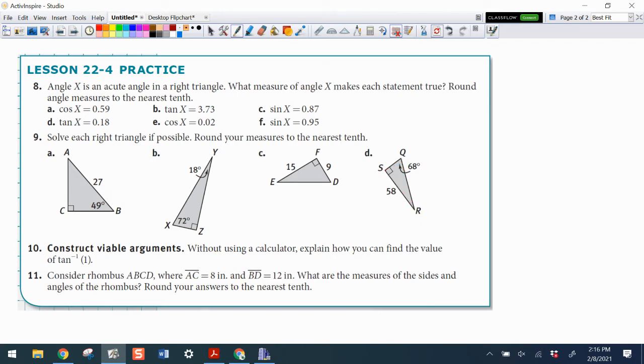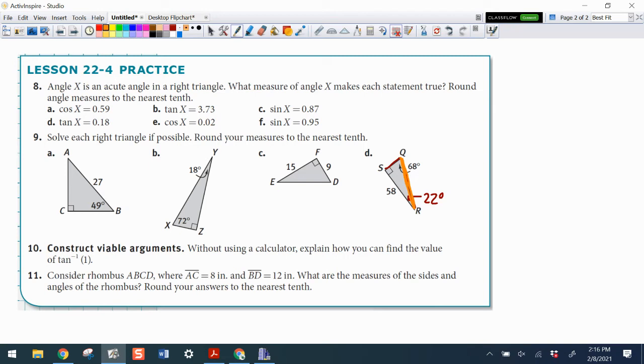So if we know angle Q, we can find angle R, because again, these two angles in the right triangle are complementary. So 68 plus 22 degrees should give us 90 degrees. Now that we have these two angles, we could use either of them to find the length of QS or the length of QR. It's really just a matter of preference here. So we'll find the length of QR, our hypotenuse, and we'll use the given angle, 68 degrees.